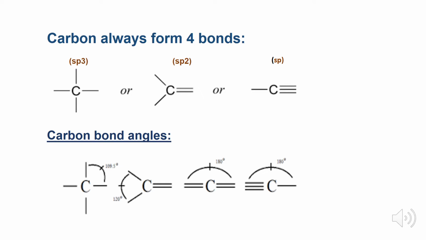So what about the bond angles in this case? In case of sp3 hybridization, the bond angle must be 109.5 degrees and the molecular geometry will be tetrahedral. While in case of sp2 hybridization, the bond angle will be 120 degrees and here the molecular geometry will be trigonal planar. While in case of sp hybridization, the molecular geometry will be linear and the bond angle must be 180 degrees in this case.